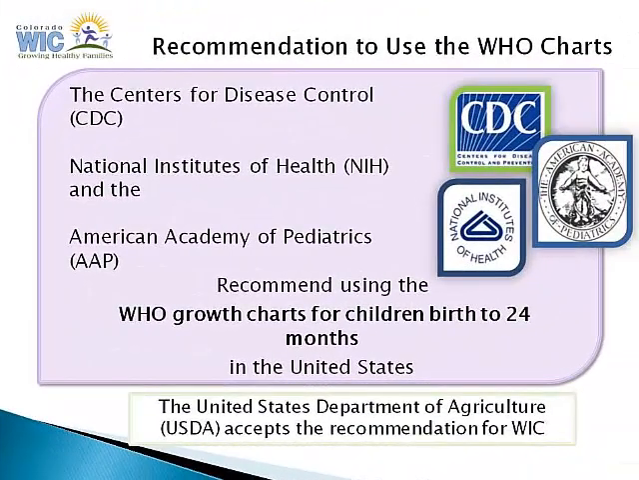A group of experts from the Center for Disease Control, National Institutes of Health, and the American Academy of Pediatrics met to discuss the WHO growth standards. They all recommended using the WHO growth charts for children birth to 24 months in the United States. The United States Department of Agriculture accepted the recommendation for WIC, and here we are ready to implement the new charts. We anticipate that many health providers are using the WHO growth charts as well.